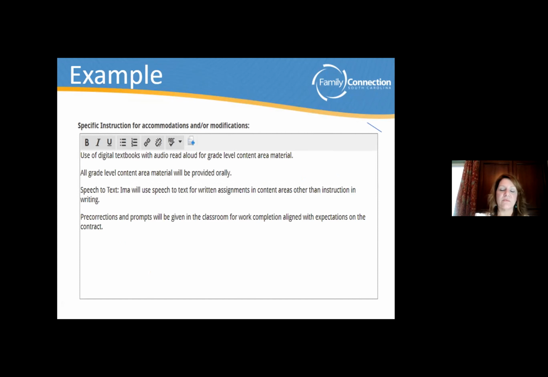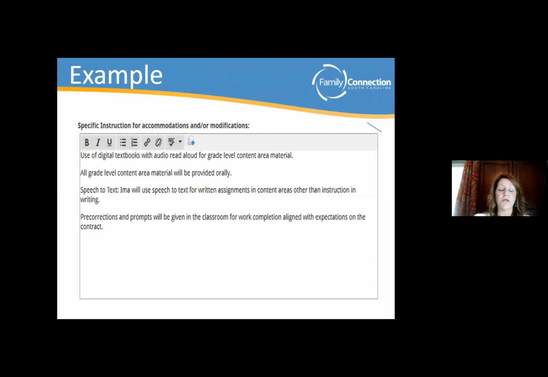So here are some examples for you. Use of digital books with audio read aloud for grade level content area material. Or all grade level content area material will be provided orally. Here's an example of speech to text. She will use speech to text for written assignments in content areas other than instruction in writing. Again, kind of that example to reading comprehension.